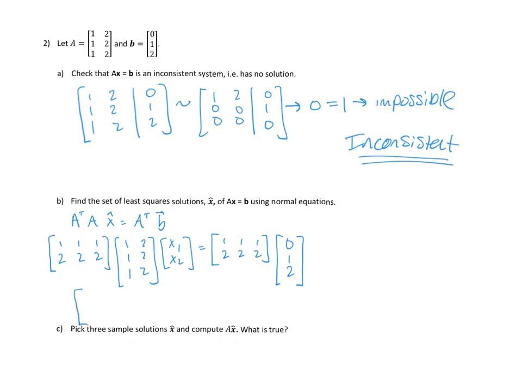So to multiply A transpose times A, I'm going to do row times column. My result's going to be a 2 by 2. So I have 1 plus 1 plus 1 is 3. And 2 plus 2 plus 2 is 6. And 6. And then 4 plus 4 plus 4 is 12.